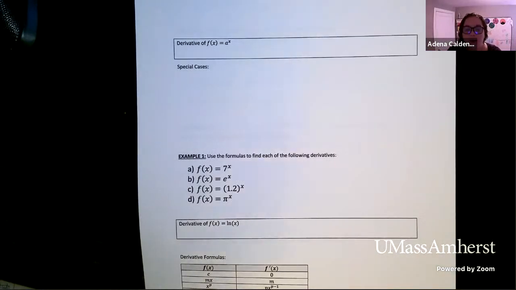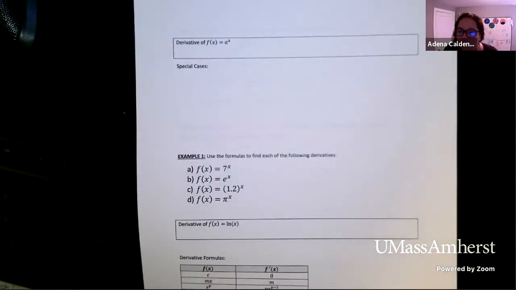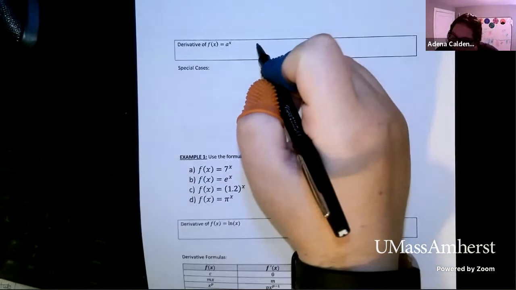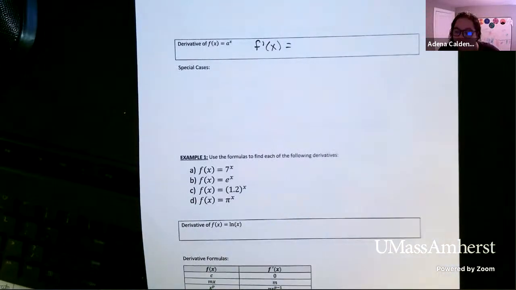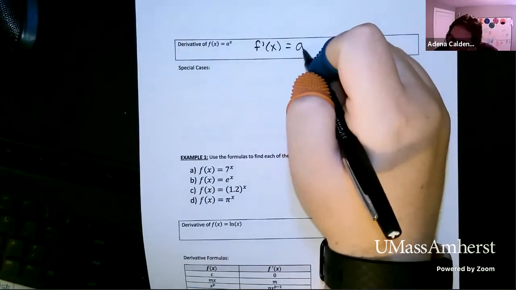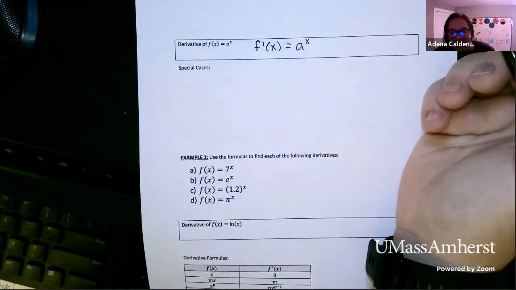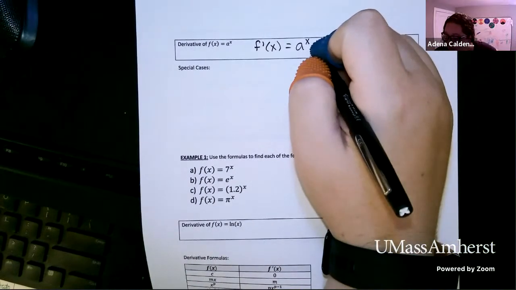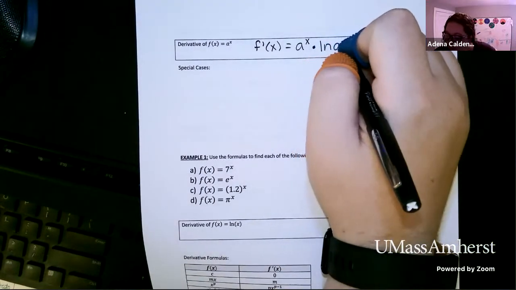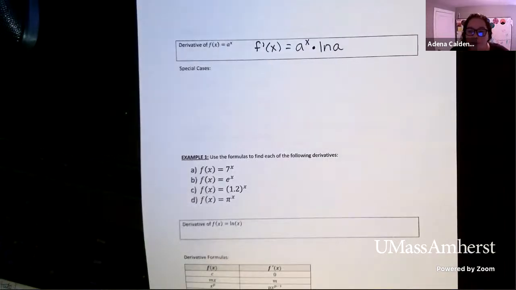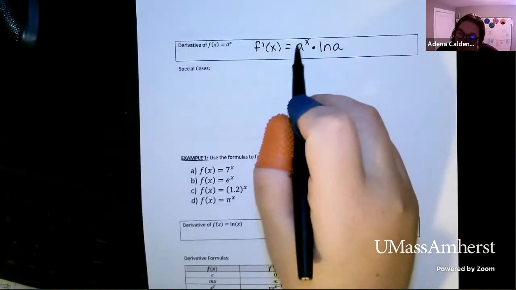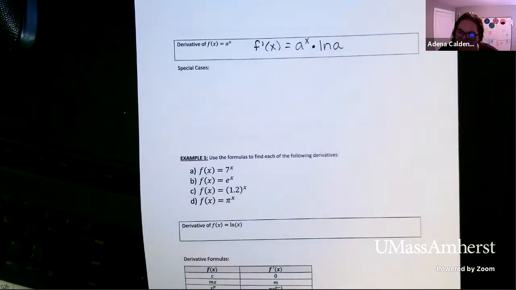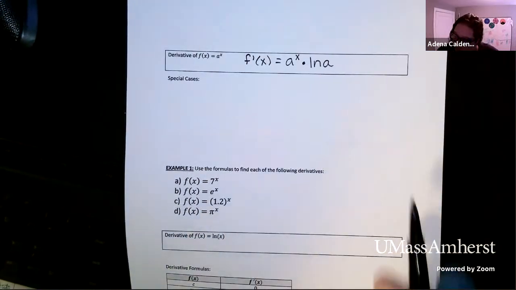So if we have a function f of x equals a to the x, it turns out that the derivative of a to the x is going to be a to the x, so the same exact thing back, times the natural log of the base. Okay, so the base is the number that's down here in the function. So what's a quick example of that?